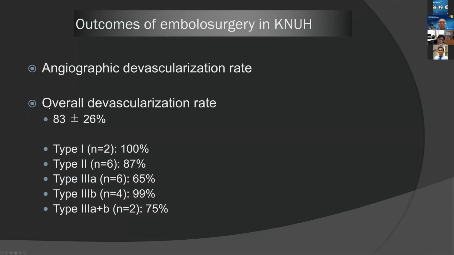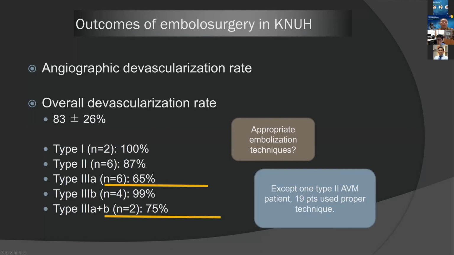In our data, the overall devascularization rate was 83% after preoperative embolization. However, type 3A and type 3A plus B show a lower rate than the other types. And also, except for one type 2 renal AVM patient, 19 patients received the proper angiographic technique.